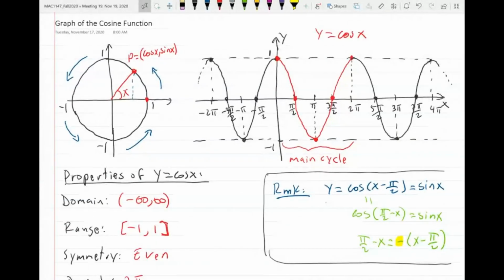Okay, so now that we know how the sine and cosine function looks like, the question is how do we graph variations of these functions? In other words, what if we throw some transformations? So let us talk about that, and then we're gonna do some examples.